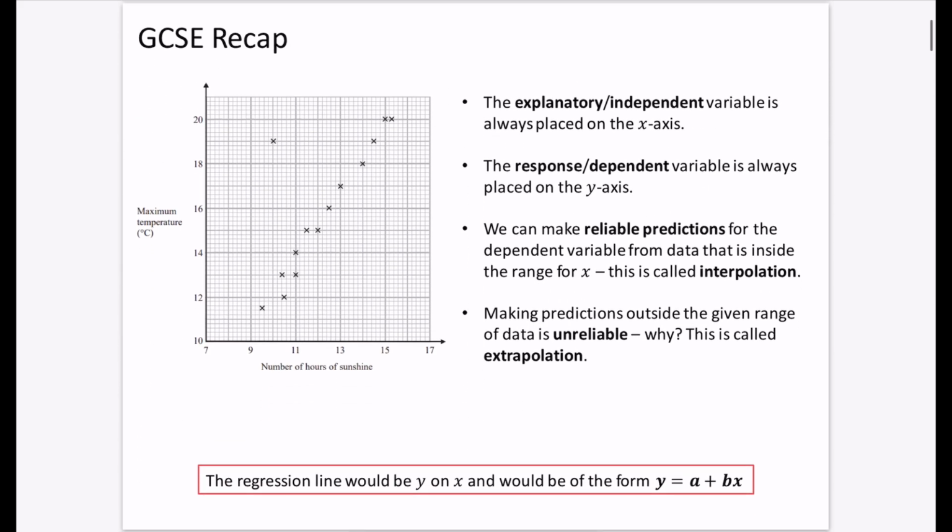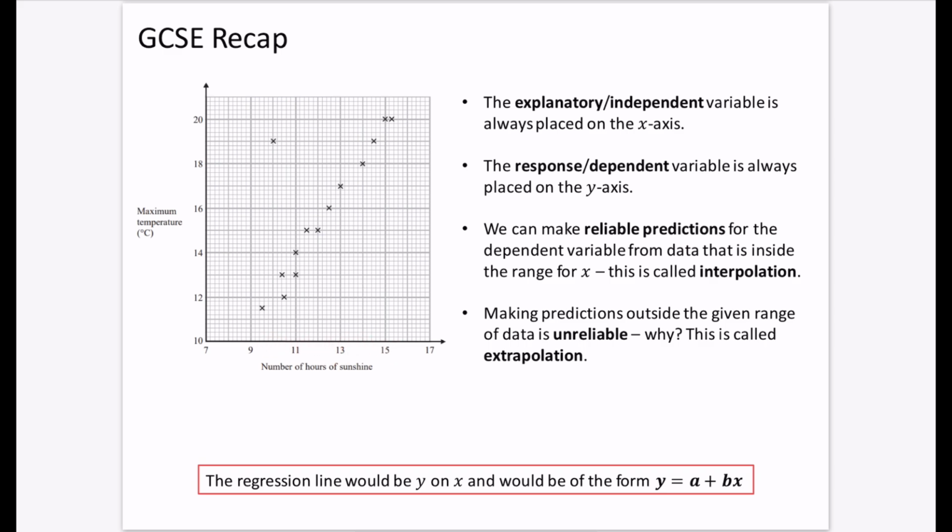But in this case, it does seem to make more sense that the amount of sunshine should explain the temperature rather than the temperature explaining the sunshine. But sometimes it will be very, very clear which one is the explanatory and which one is the response. Now we can make reliable predictions for the dependent variable, so in this case the maximum temperature. We can make these reliable predictions from data that is inside the range of the x-axis.